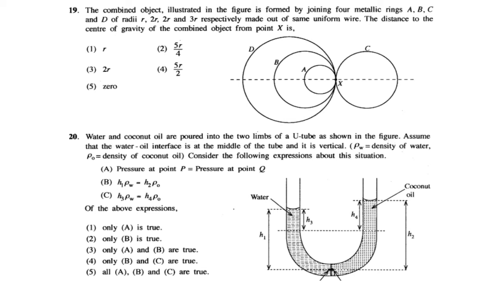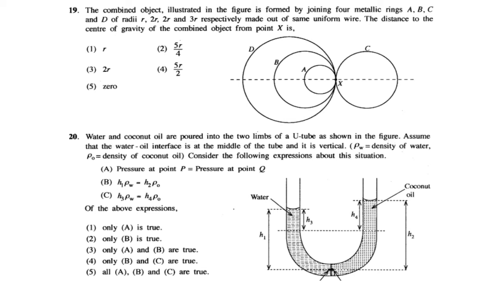Question number 20. The figure shows how water and coconut oil settle inside a U-tube. The water and oil interface is at the middle of the tube and it is vertical. They have given 3 expressions. You are asked to find the correct expressions. A. Pressure at P is equal to pressure at Q. That expression is correct. The pressure on the interface of the oil must be equal to that of the water. If not, the interface would shift to a side from the middle.